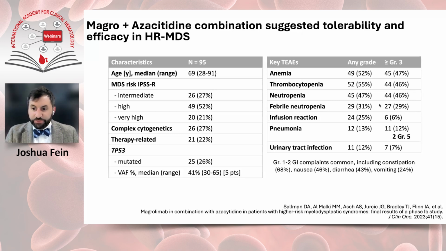But febrile neutropenia, 30% or 29%, and of that, there were 11 pneumonia AEs that were grade 3 or greater, including 2 grade 5 pneumonias. There were 7 urinary tract infections that were grade 3 or higher. And there were 6, 6% infusion reactions that were grade 3 or higher. Other than that, I'll point to GI complaints, which were generally in the grade 1 or 2 space, but obviously even grade 1 or 2, those are quality of life limiting. So that included quite a bit of constipation, nausea, diarrhea, and some vomiting.